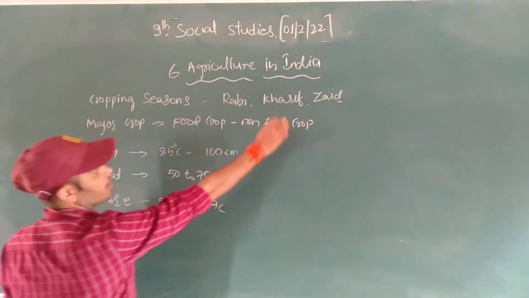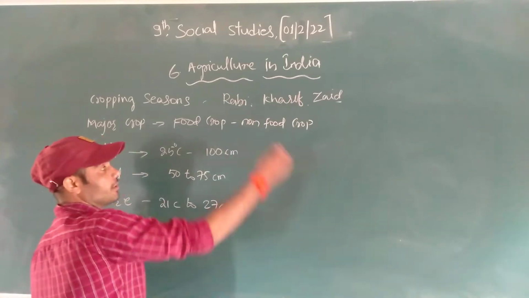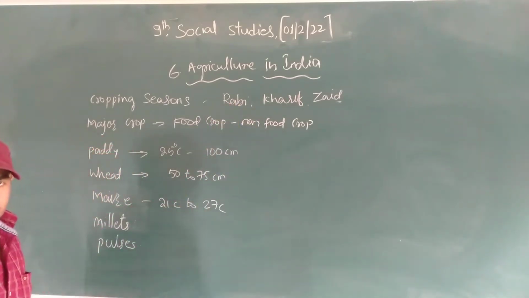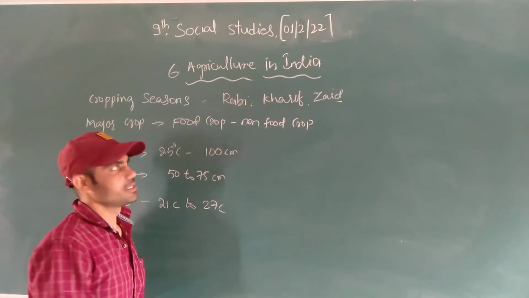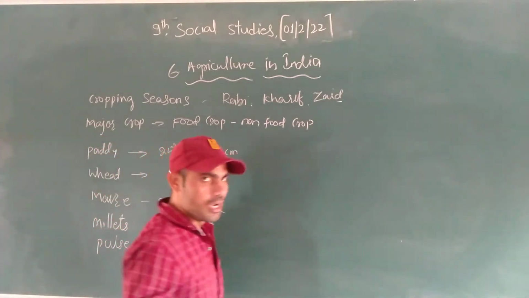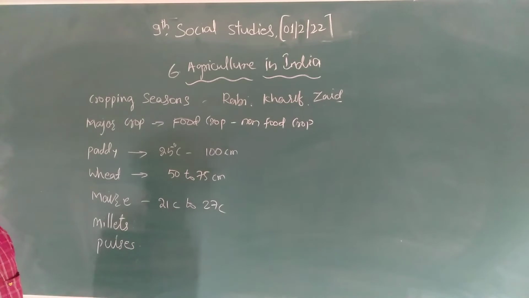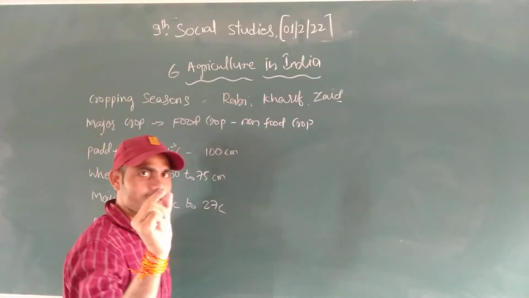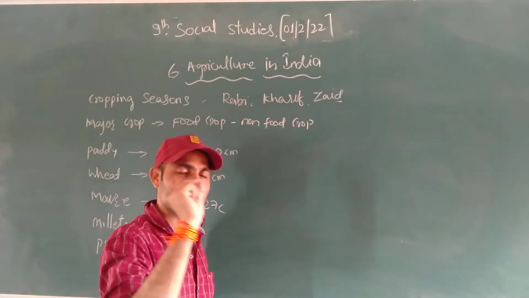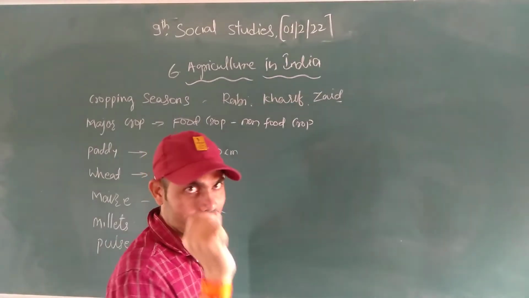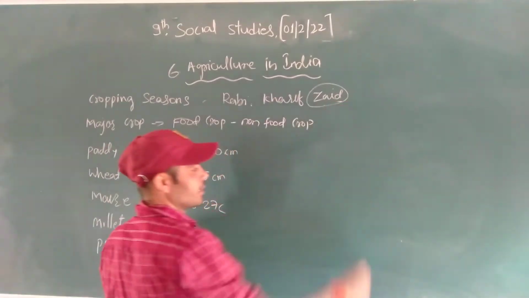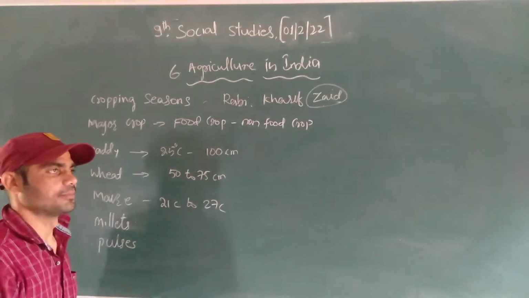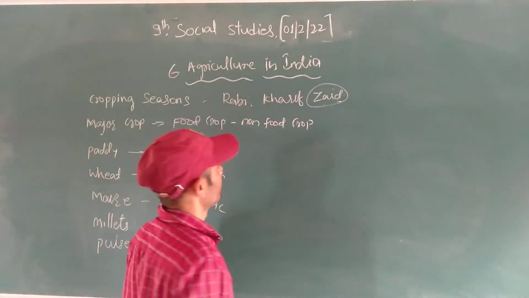The Rabi season is especially in the winter season. The Kharif season is in the monsoon season. The Zaid season is between the winter and the monsoon, after the winter, in the summer season, around April, May, June. At that time we call it the Zaid season. We already discussed this in detail in the previous session.